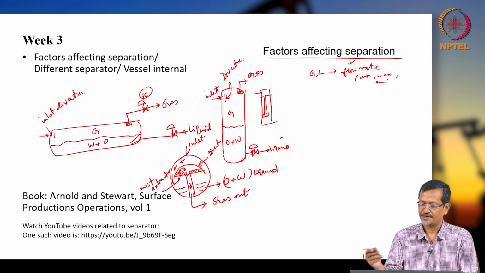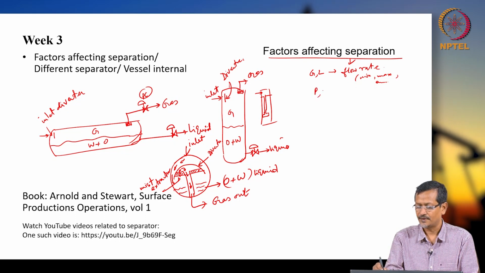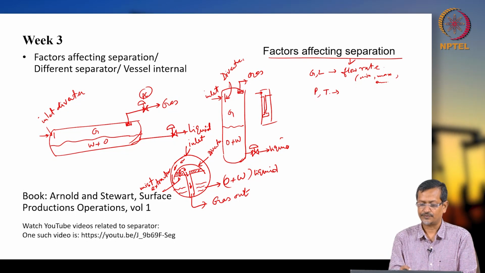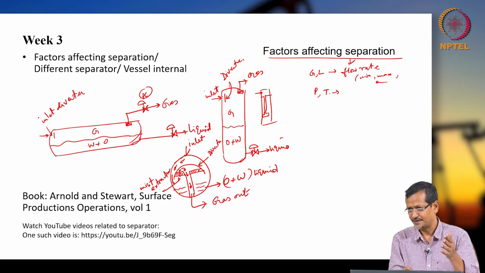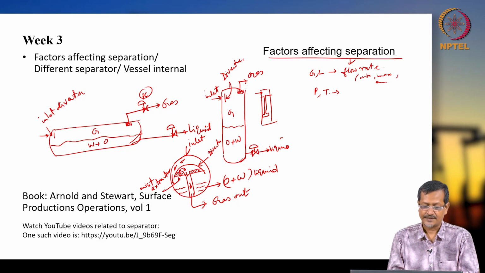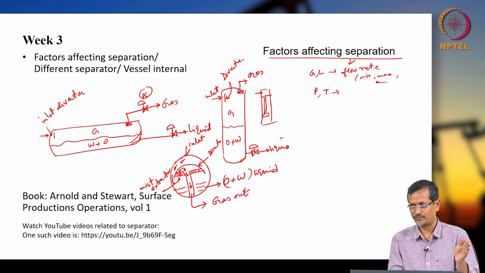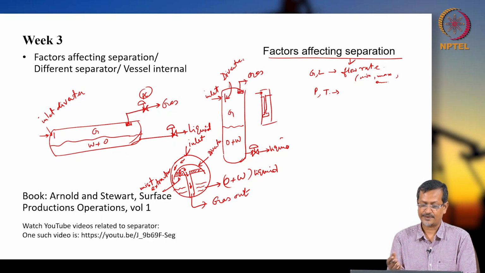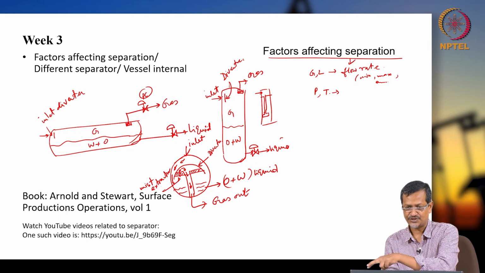Operation and design for different pressure and temperature. So, P and T. Whenever you are designing or buying a separator, you should know the pressure and temperature rating and how to operate it. That will also affect your separator performance. Surging or slugging tendency of the feed stream: if the fluid you are getting gives lots of surge or slugging, then your separation performance will change.